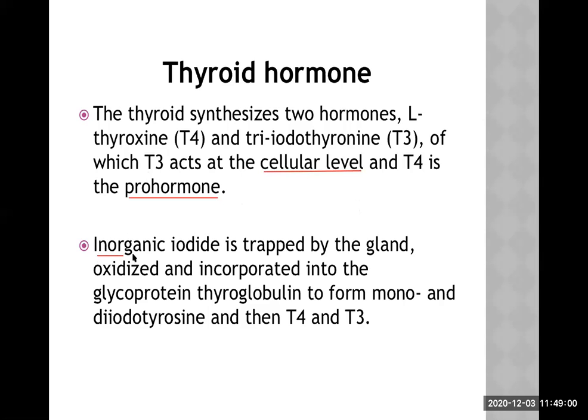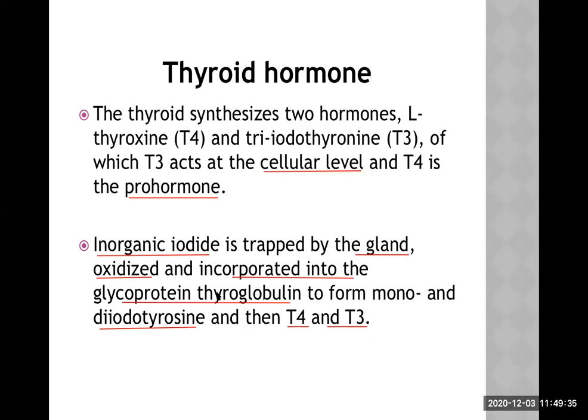Now, inorganic iodide is trapped by the thyroid gland, especially the follicular cells. It is oxidized and incorporated into the glycoprotein, which is known as thyroglobulin, to form mono and diiodotyrosine. And later on, this is converted into T4 and T3. So this is the mechanism of synthesis of hormone. So we need iodide or iodine in the synthesis of thyroid hormone. Very, very important one.